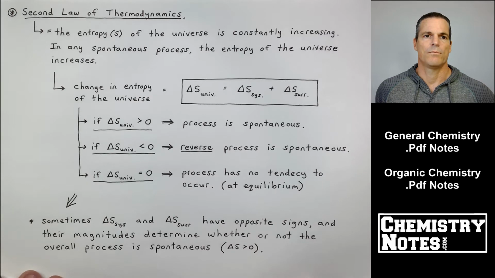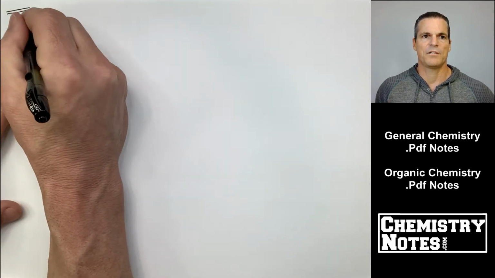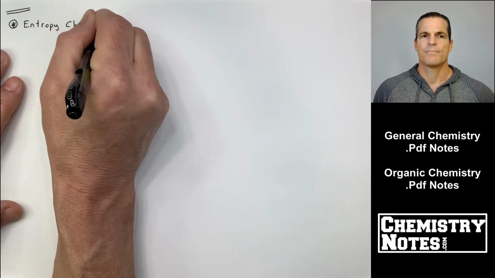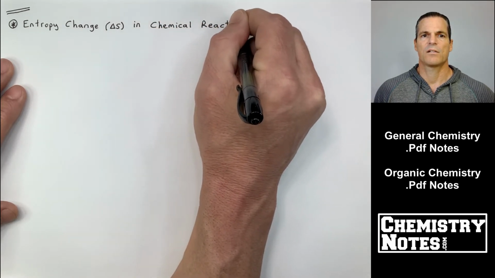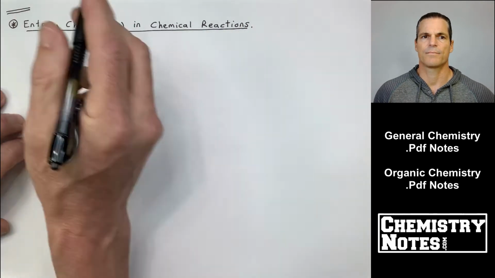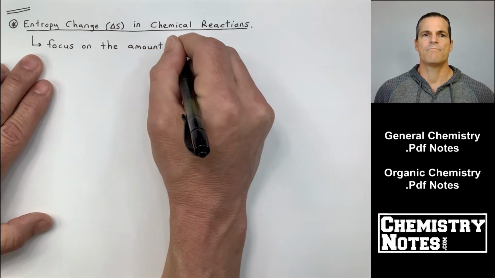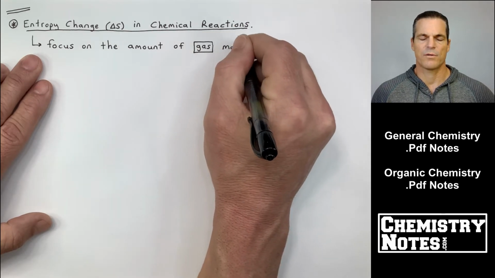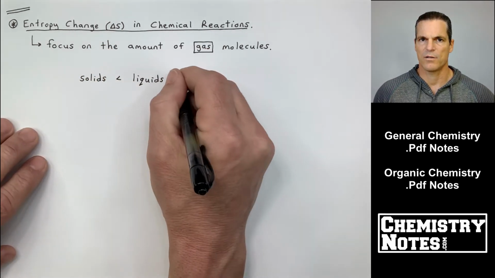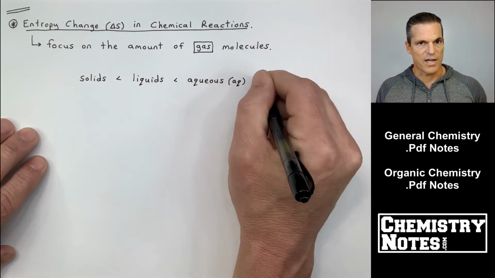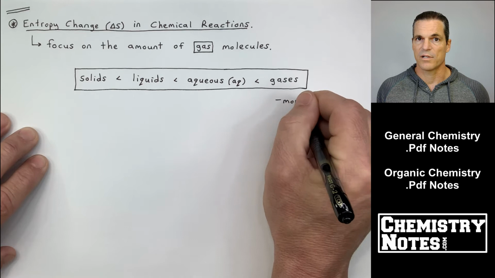So at the top of page 2 of our notes, underneath the double underline, I have a new entry: entropy change, delta S, in chemical reactions. I have a little bullet point under it that says we want to focus on the amount of gas molecules, or gas atoms if it's noble gases we're talking about. You want to focus on the amount of gas molecules on the reactant side versus the product side, because it's the quickest way to the answer on whether the entropy is increasing or decreasing when you look at a chemical reaction.